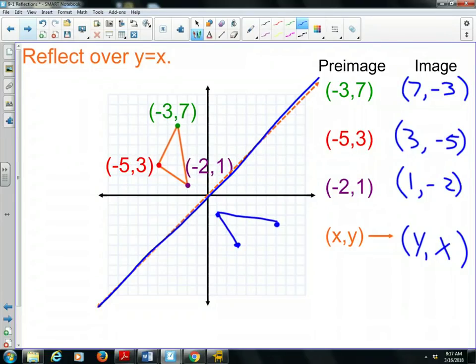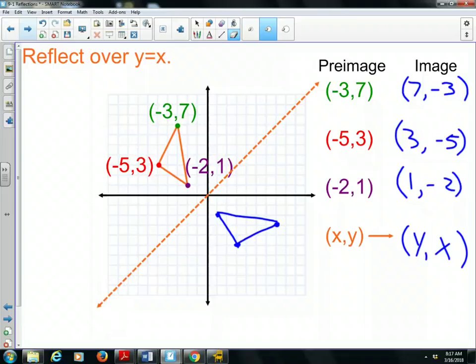What I kind of look at this as sometimes, class, is if I fold this graph paper over the reflection line, notice how the 2 triangles would land right on top of each other. Almost picture visually in your head folding this over the dotted line right here. And when you fold it, those 2 triangles would land right on top of each other. Okay? So whenever we reflect over the line y equals x, what we do is we change the ordered pairs around.